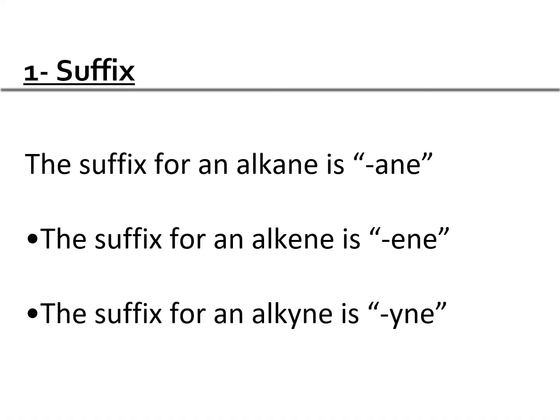First, I'm going to be talking about the suffix. The suffix is the end of the name of the organic molecule. For example, alkane is ane, and that's a single bond. The suffix for an alkene is ene, as that's for a double bond. The suffix for alkyne is yne, as that's for a triple bond.